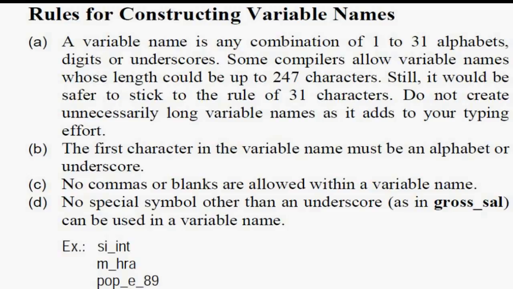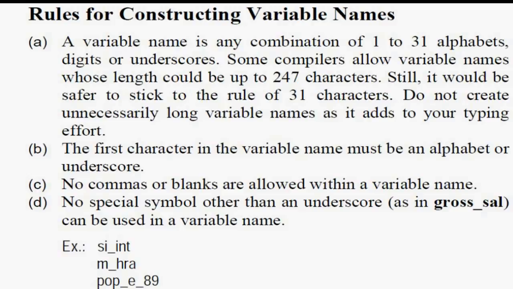So the first rule is, a variable name is any combination of 1 to 31 alphabets, digits or underscores. Some compilers allow variable names of up to 247 characters, so it depends upon the compiler. Still, it would be safer to stick with the rule of 31 characters, and 31 characters are permitted by every compiler, at least 31 characters, okay? So do not create unnecessarily long variable names as it adds to your typing effort, right? So be a lazy programmer.